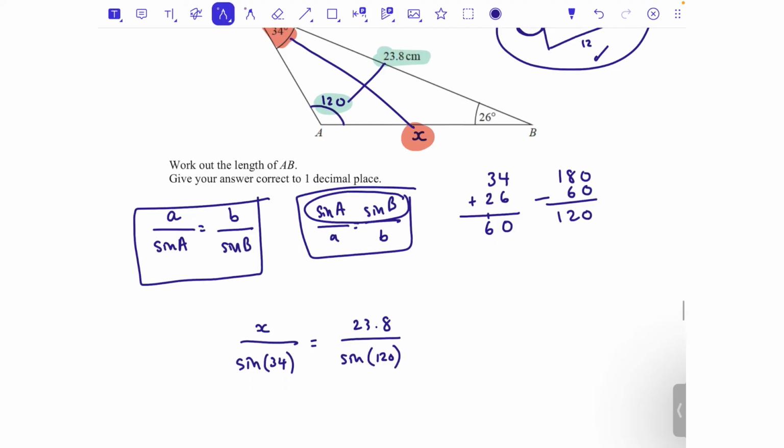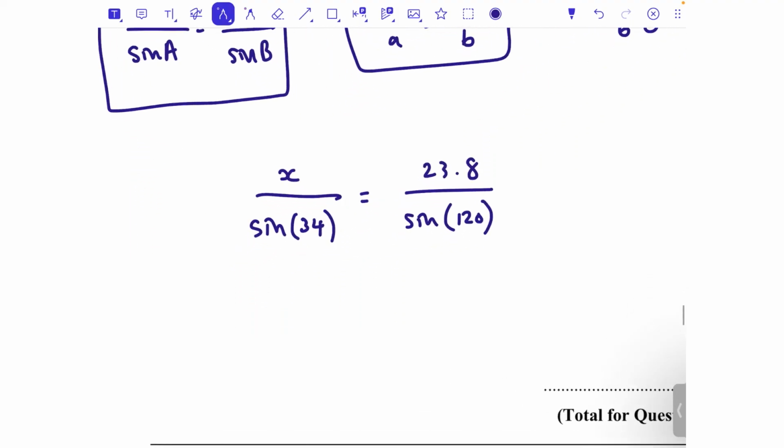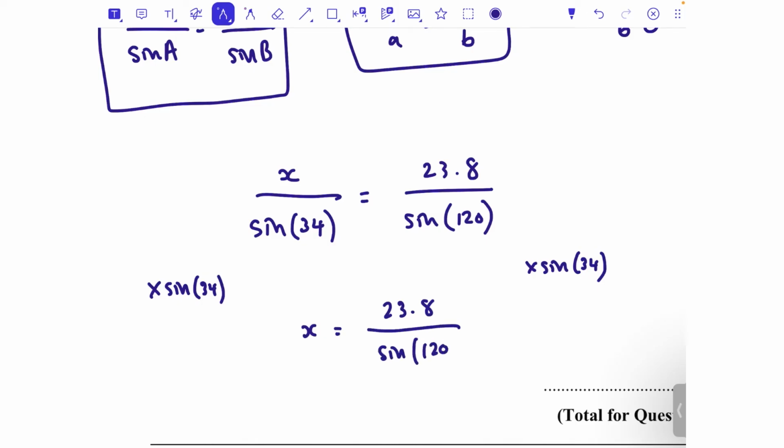How am I going to work out the value of X? Well, at the minute, X is just being divided by sine 34, so let's undo that. Let's times this side by sine 34, and let's also times this side by sine 34. So X is 23.8, and you can put your sine 34 on the top of the fraction if you want, or you can just leave it like that and times it by sine 34 afterwards. So I'm typing that in my calculator. I'm going to use the fraction button just to keep it nice and neat.